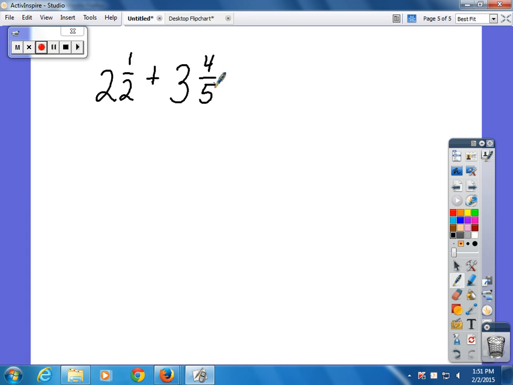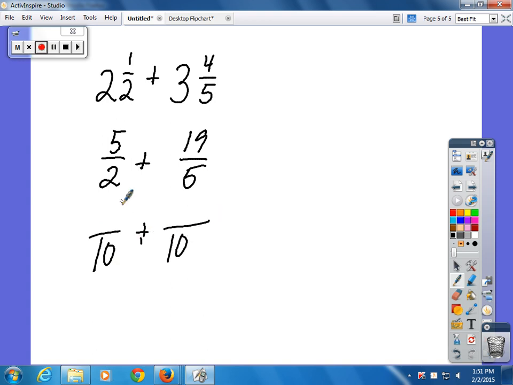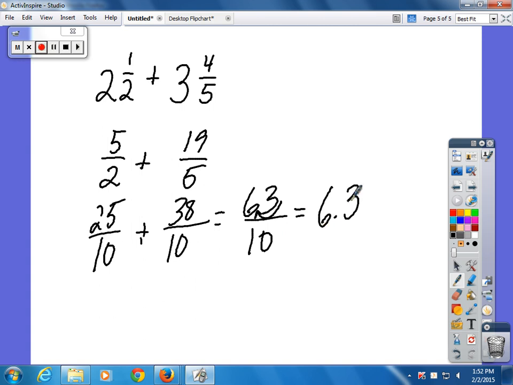Now in this one, 2 times 2 is 4. 4 plus 1 is what? That'd be 5 halves. Plus 19 fifths. And of course the common denominator is 10, 25 over 10 plus 38 over 10. 63 over 10. Oh my gosh, another big mathematical problem. Move the decimal over one place, so you divide it by 10, and you get what?